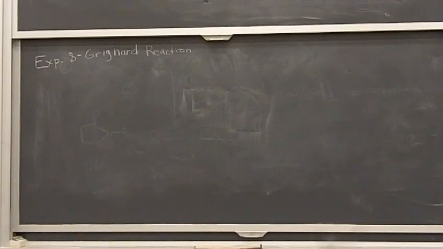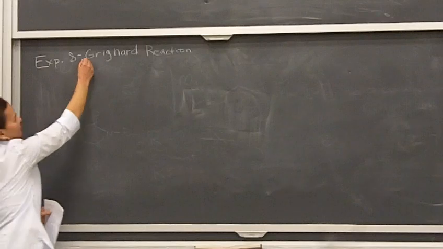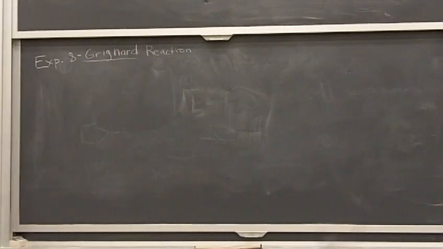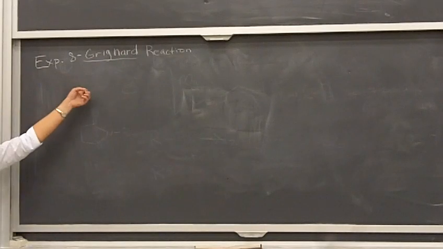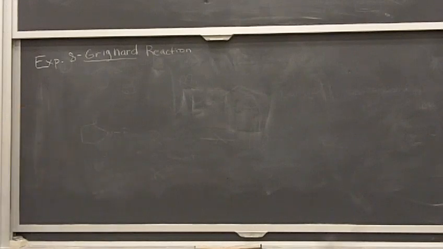Now the Grignard reaction, so it's Grignard, it's not grignard, okay? The Grignard reaction, it is a capital G, because this is someone's name. So Victor Grignard in 1900 came up with this reaction, right? So it's named after him. So you will capitalize your Grignard in your Grignard reaction.